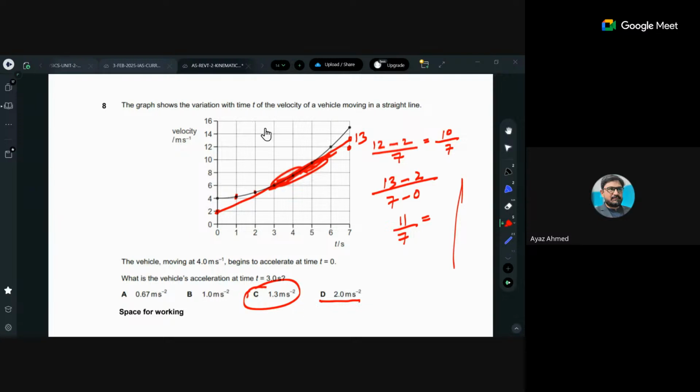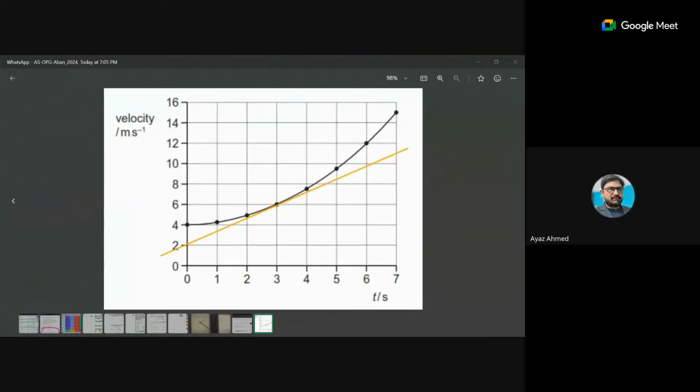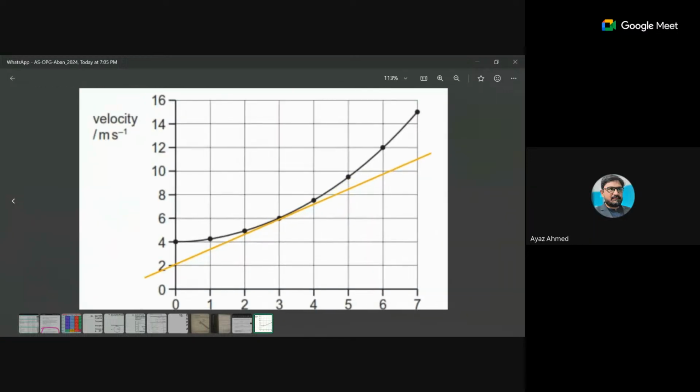Okay, this is the graph. Do you see it? Yes, this one. Is it visible to all? So this is the exact tangent, and after taking it, you have to take the gradient of the tangent. Okay, is it clear to all? Clear to everyone? Yes, sir, clear. Okay, going back to the point.